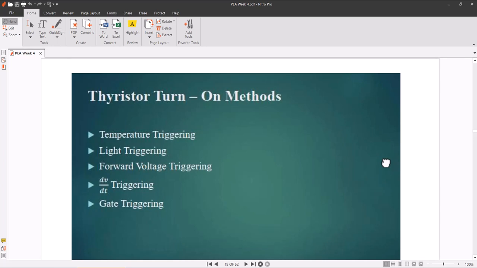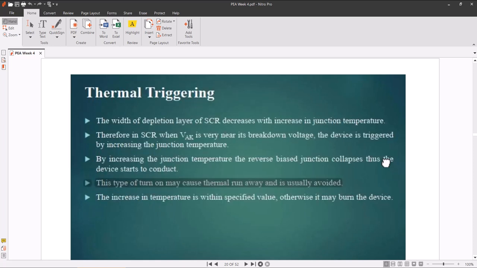So thyristor turn on methods: temperature triggering, light triggering, forward voltage triggering, dV by dt triggering, and gate triggering. You can trigger your thyristor through various means. First one is the temperature triggering. We will discuss step by step here. This is known as thermal triggering.